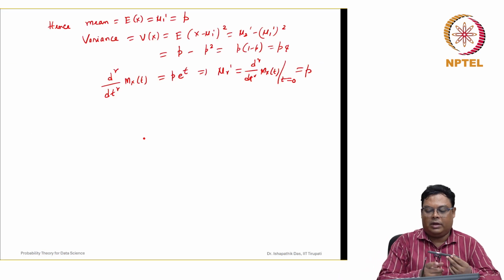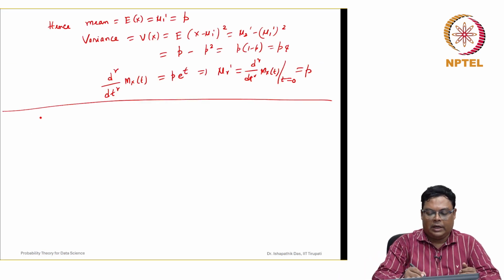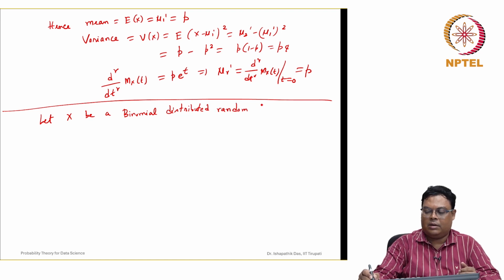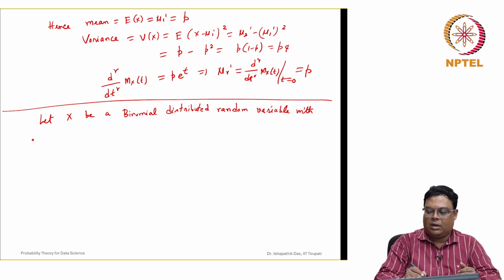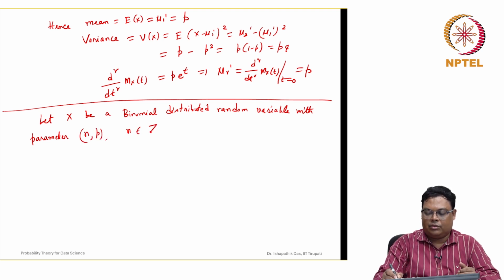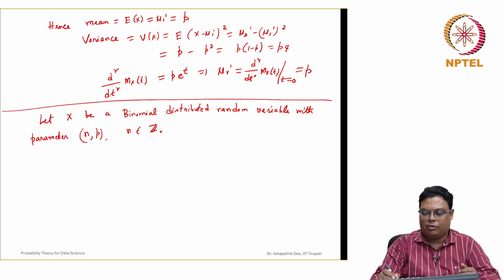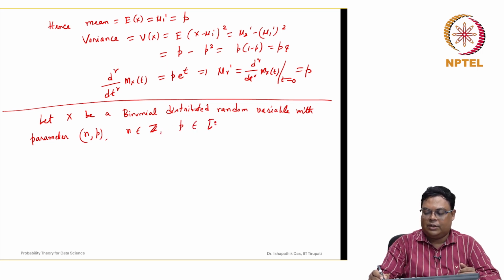Let us do it. Let X be a binomial distributed random variable with parameters. So the binomial distribution has two parameters, n and p, where n belongs to the natural numbers, n can be greater than or equal to 1, that is 1, 2, 3, any value, and p is a parameter between 0 and 1.